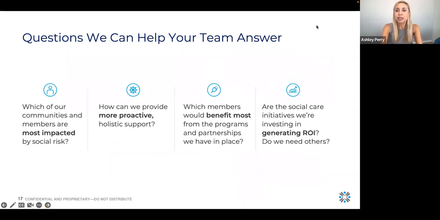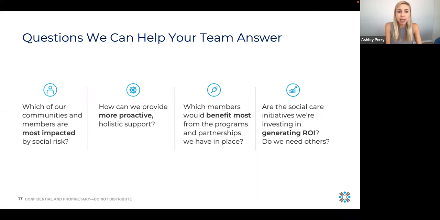Okay, so I hope those specific examples help. I don't want anyone to think, though, that those are the only ways that social risk analytics can be deployed. So I wanted to spend a minute to talk about the different types of questions that taking this analytics first approach can help your team answer.